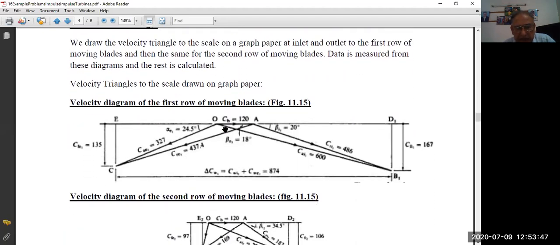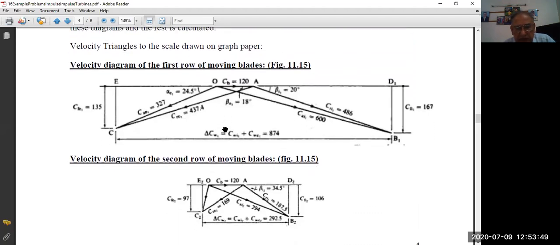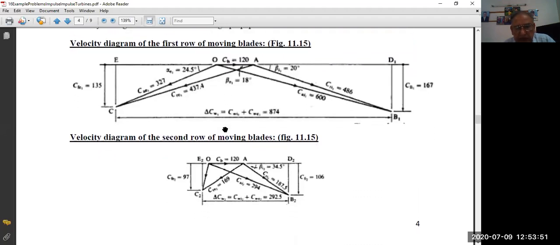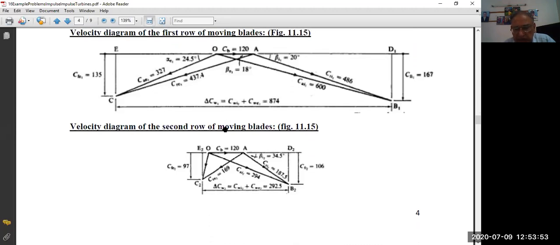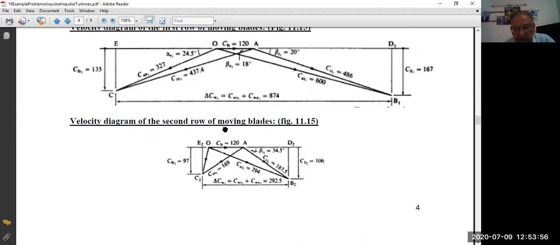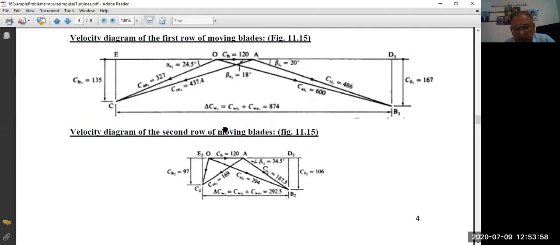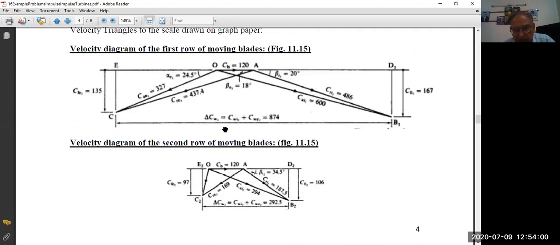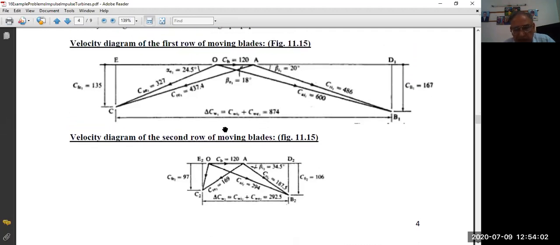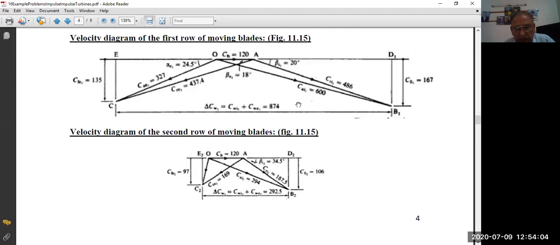Again, we will draw the velocity diagram and do some calculations, whatever is possible. In simple cases, we can calculate some items, then other items with the help of those items and the given data in the question, and we draw these triangles. This is for blade 1. The difference between this problem and the previous problem is that the previous problem was single stage.